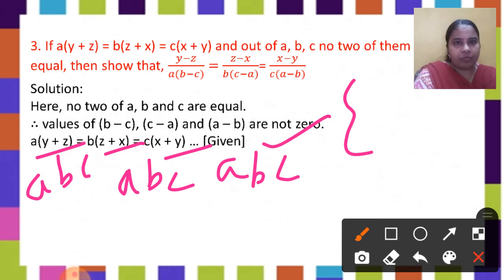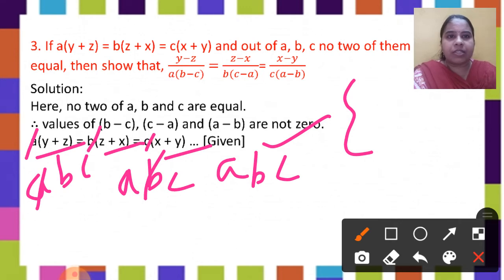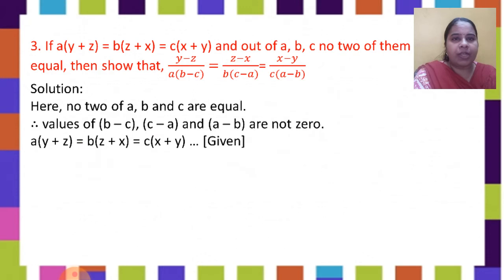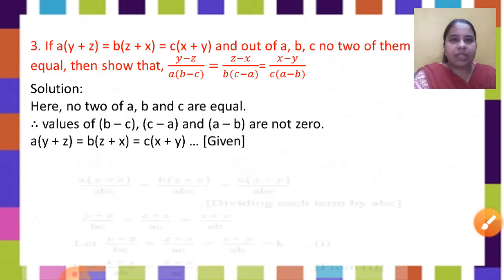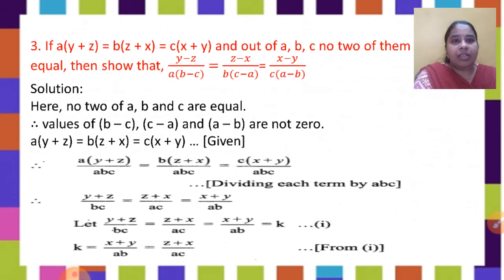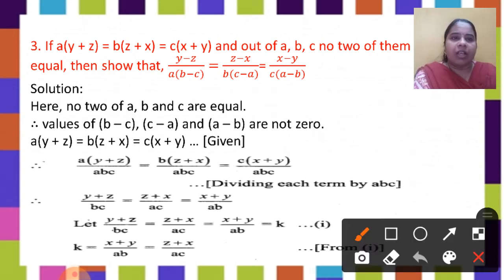So now when you divide, what will happen? A and A will get cancelled here. B and B will get cancelled here. C and C will get cancelled here. What is left is y plus z upon bc. Then z plus x upon, yes, what will be left? ac. And see here, it's written x plus y upon ab. I am cancelling these terms from all the ratios. I am dividing throughout by abc.